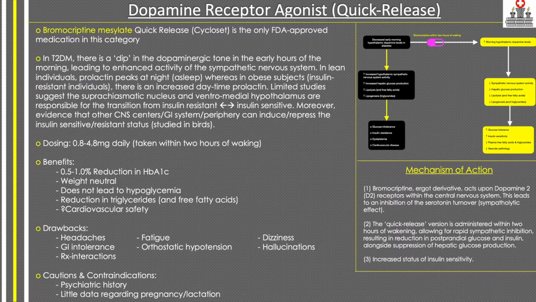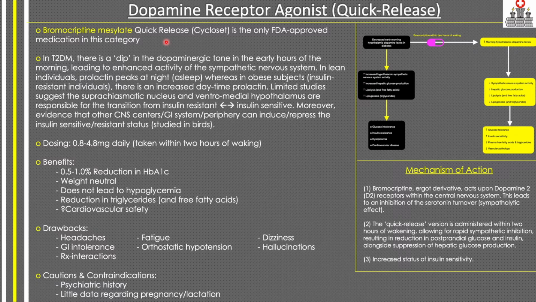It might come as a shock to most people watching this video that Cycloset, the trade name for bromocriptine mesylate, the quick-release version, is actually FDA approved for managing type 2 diabetes mellitus. With that in mind, however, if you recall the first few slides we discussed in this presentation, bromocriptine did not appear anywhere, and it's very unlikely you'll ever see this prescribed for that purpose. So how does dopamine lead to improved insulin sensitivity?